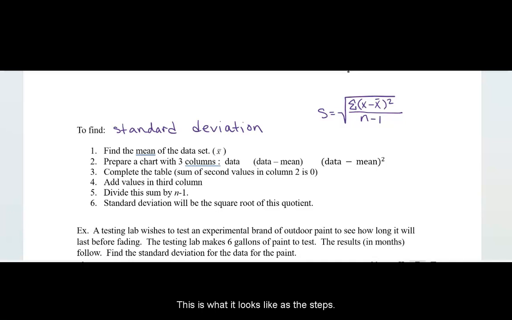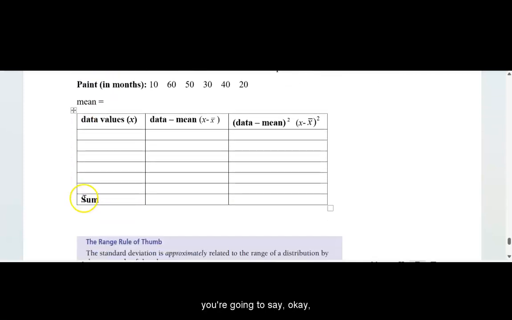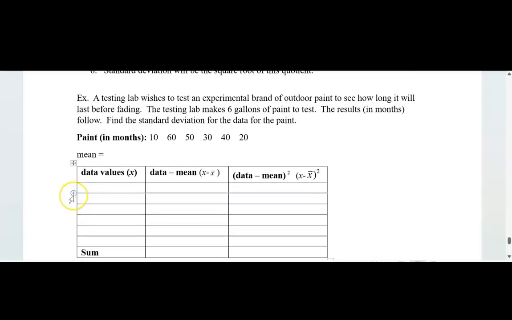Okay, that's what it looks like as a formula. This is what it looks like as the steps. Now let's actually apply all of that. And I promise you when we do this, you're going to say, okay, it's not as bad as it looked. All right, here's our example. A testing lab wishes to test an experimental brand of outdoor paint to see how long it will last before fading. The testing lab makes 6 gallons of paint to test. The results are in months of how long the paint lasted before it was fading. That's what it's showing you. So in other words, this one lasted 10 months before it started fading, but this one lasted 60 months before it started to fade. That's what these numbers represent.